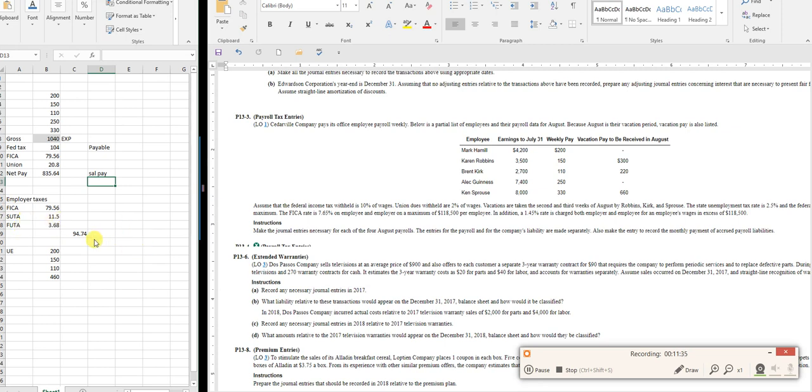So I'm going to debit payroll tax expense for the total of $94.74 and credit where they're going. So FICA payable, state unemployment payable, federal unemployment payable.